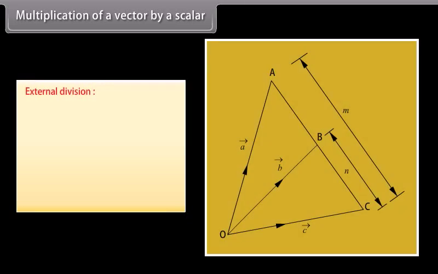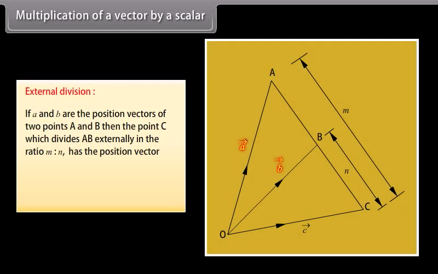External division. If A and B are the position vectors of two points A and B, then the point C, which divides AB externally in the ratio m is to n, has the position vector vector C equals (m into vector B minus n into vector A) by (m minus n).